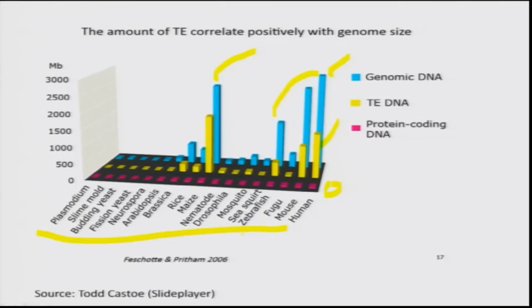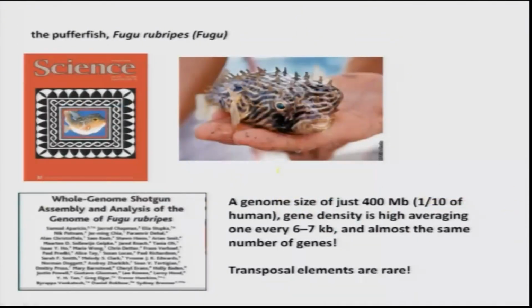So how do you really study this? When I talk about transposons, transposable elements, one of the model systems, or one of the species that has very few transposable elements, is the pufferfish. That is what is shown here. You can see that this fish, called fugu, has a negligible amount of transposable elements, and the genome is so small, just 400 megabase, one tenth of the human genome, but it has as many genes as humans have, almost the same number of genes.